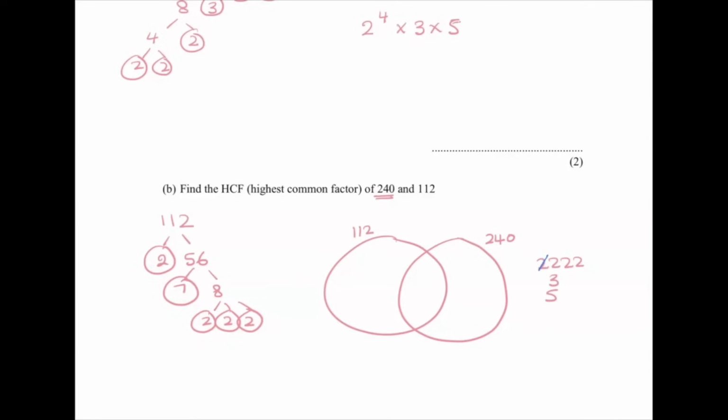So this 2 can pair up with that one. And I'm going to keep going until I have found them all. There is no 7 common and there's no 3s and 5s common. So that's completed. Now, technically, I didn't need to complete it because the highest common factor is actually just the middle section here. So that is 2 times 2 times 2 times 2, giving us a final answer of 16.